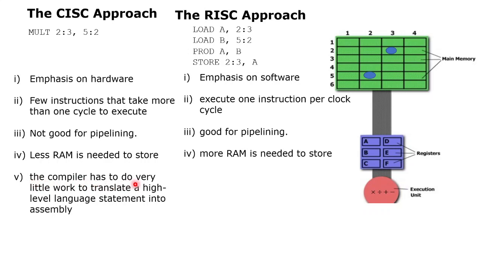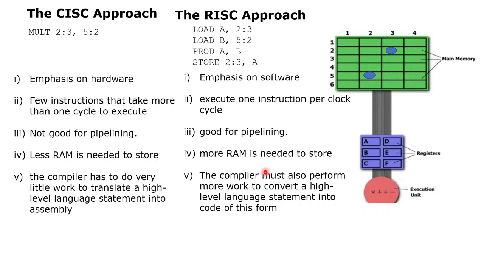The compiler has to do very little work to translate high level language statements to assembly. Here the compiler needs less work to convert high level language to assembly. High level languages are nothing but .c or .cpp languages. If I want to translate to assembly, very little work is needed. And the compiler must also perform more work to convert high level language statements to code of this form.